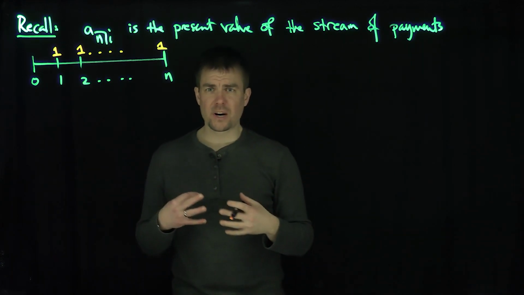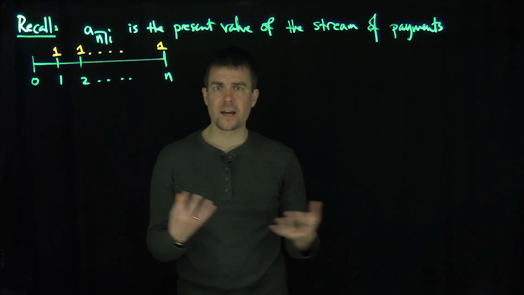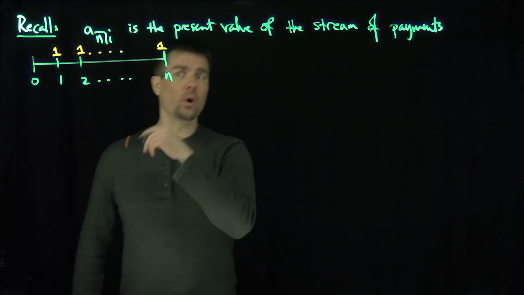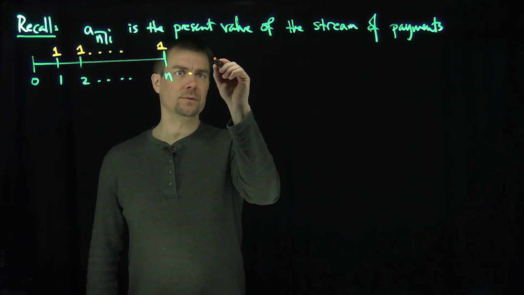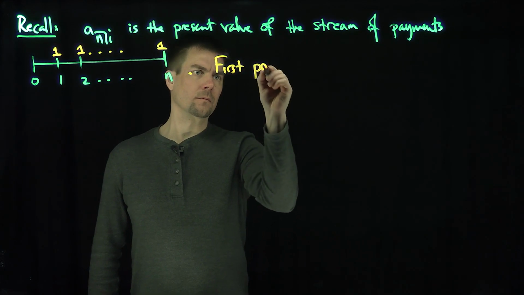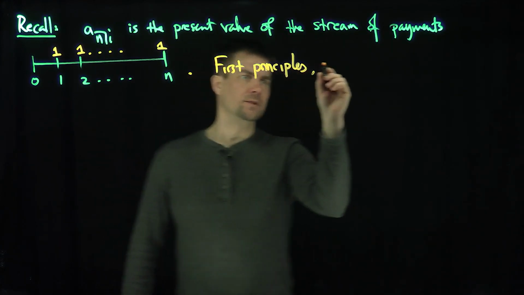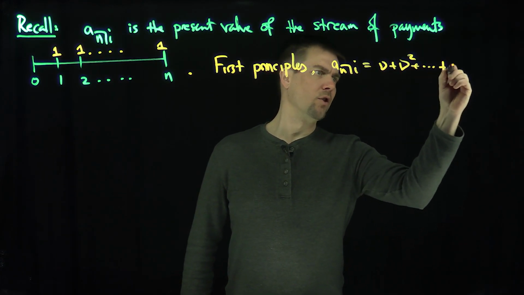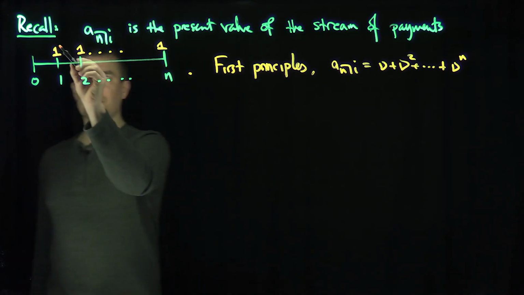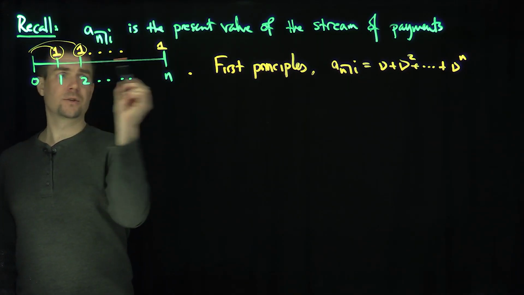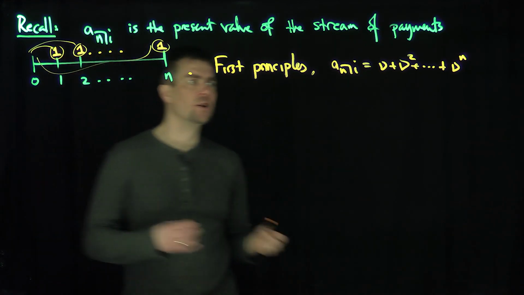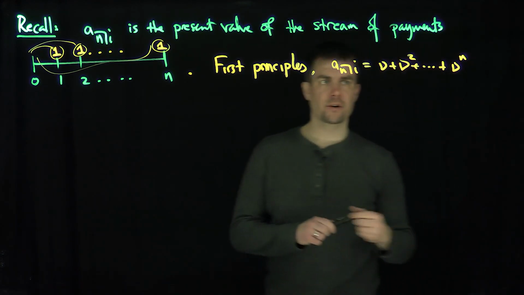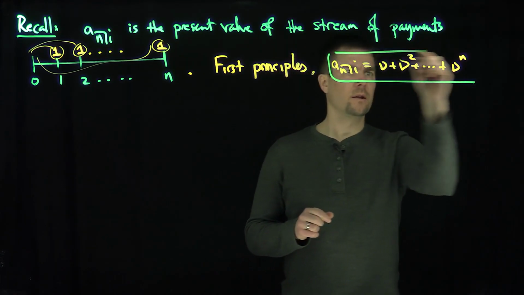Typical actuarial exam problems will ask you to find which of the following are equivalent to A bracket n angle i. So let's write down a whole bunch of different representations. Of course, the first one, by first principles, says that A bracket n angle i is nu plus nu squared plus all the way down to nu to the n. I bring this one back 1 step, I bring that one back 2 steps, I bring this one back n steps. So by first principles, I have this geometric progression. Excellent. That's our first representation. Let's do another one.